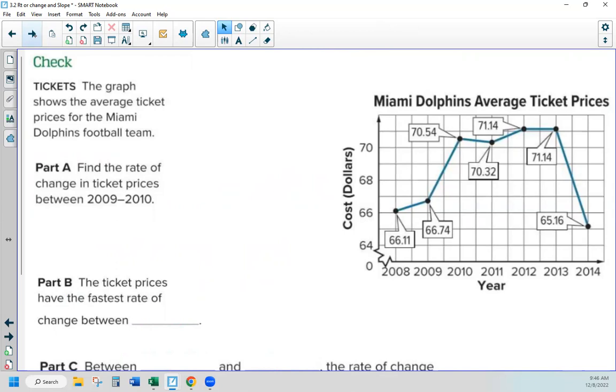So it's going to be the same thing. All right, so let's go ahead and do this one. I encourage you to pause it if you haven't already done this one, and just check your answers afterwards. So this is the average ticket prices for the Miami Dolphins football team. I'm just going to underline this so we can go back to it, because I know that's going to be part of our explanation in words. A, find the rate of change in ticket prices between 2009 and 2010.